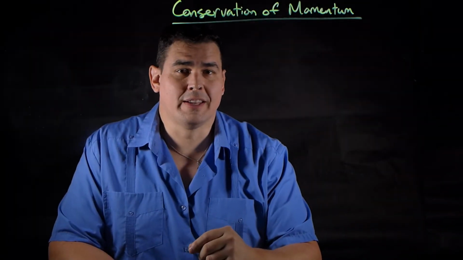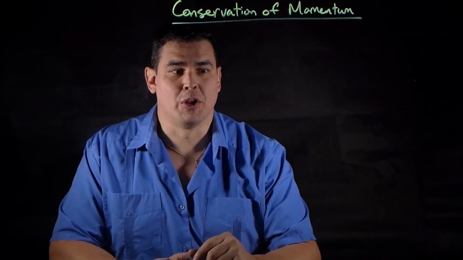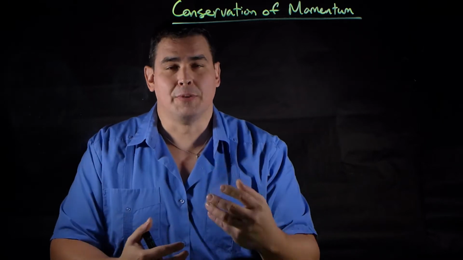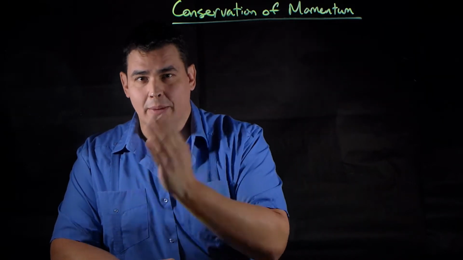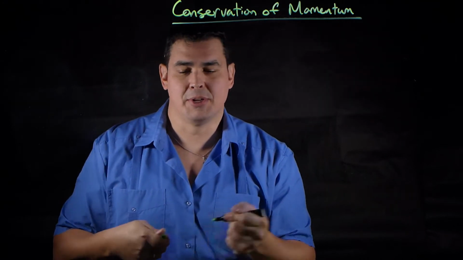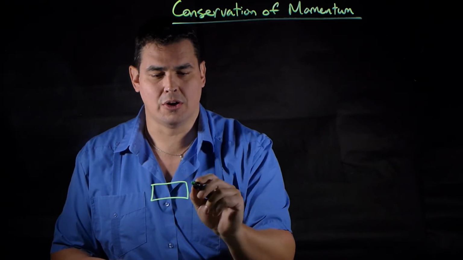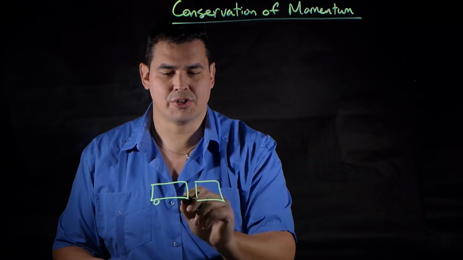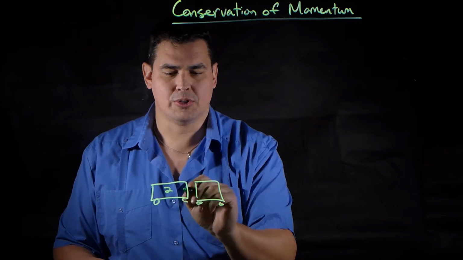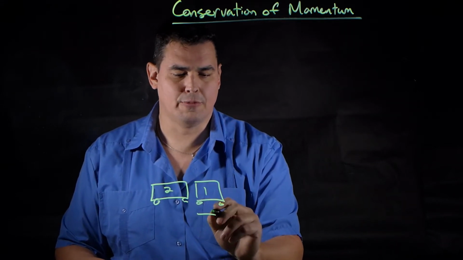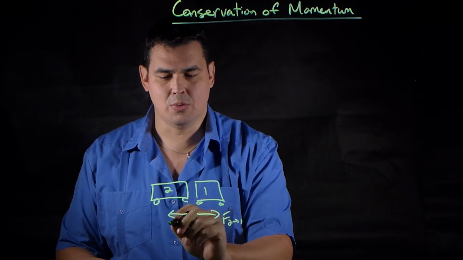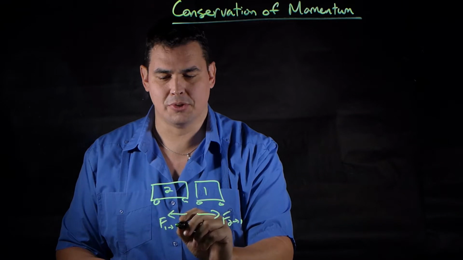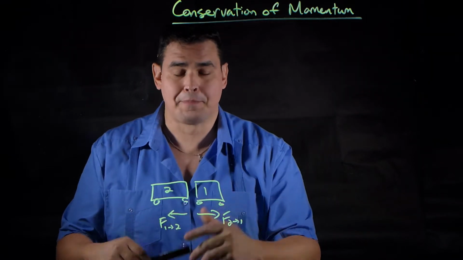In this video, we're going to look at a specific application of Newton's third law, which is conservation of momentum. If you don't remember, the third law says that if object A applies a force on object B, object B applies an equal and opposite force back on object A. So if I have two cars that are going to crash, here's car 2, here's car 1. The force that car 2 pushes on car 1 has to be equal to the force that car 1 pushes on car 2, because of Newton's third law.